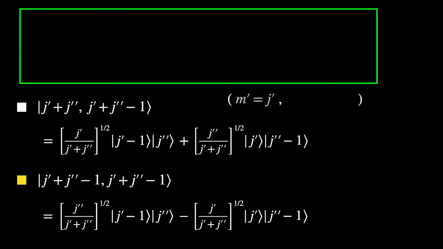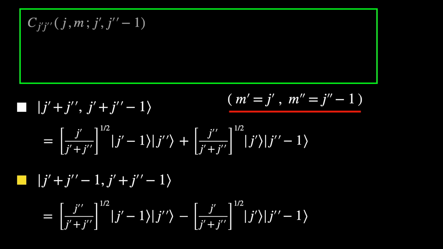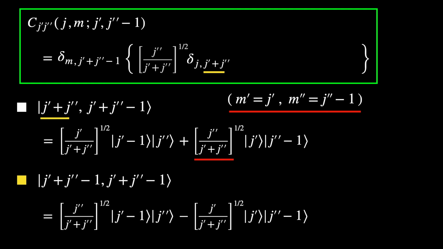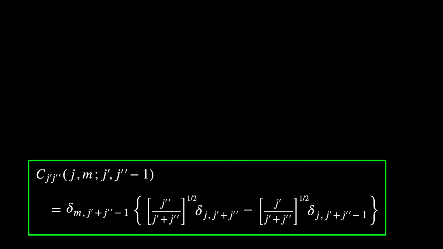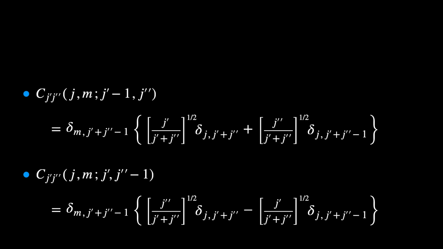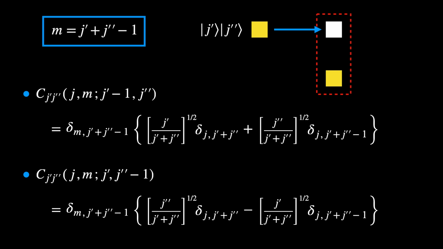What about the ones for M' equals J' and M'' equals J'' minus 1? M is unchanged, hence the delta in front is still the same. Now for the conditions for J. Again, J equals J' plus J'' with this coefficient, or equal J' plus J'' minus 1 with this coefficient. Thus we have all the coefficients for the M equals J' plus J'' minus 1 subspace.